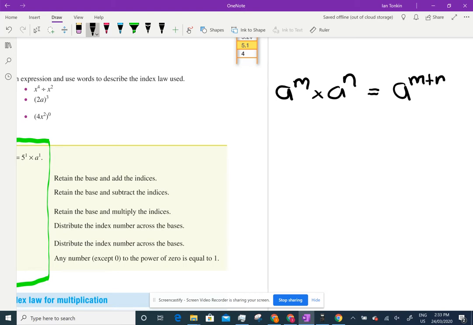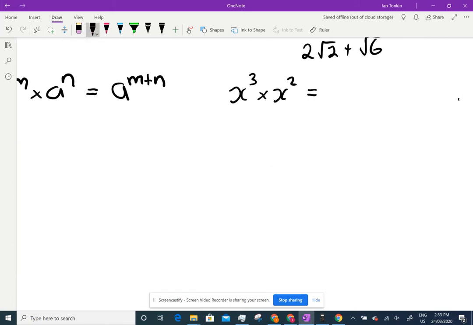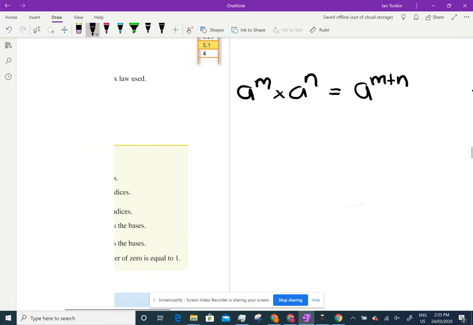Now, why does that work? Well, imagine if you had x cubed times x squared. Well, x cubed is x times x times x, and x squared is x times x. And then all of a sudden, I've got x, and I've got how many of these? 1, 2, 3, 4, 5. So it's x to the power of 5. And you can see there that that's just the same thing as adding those two, but they must be the same base.